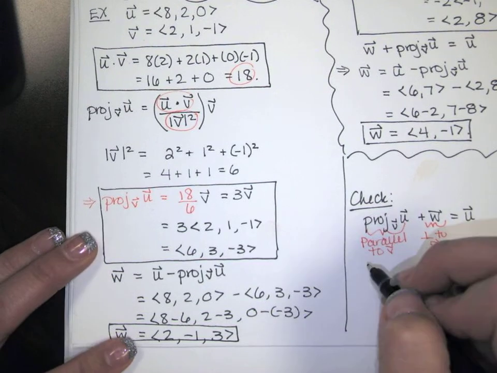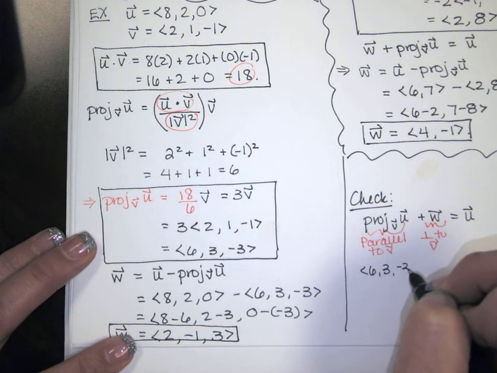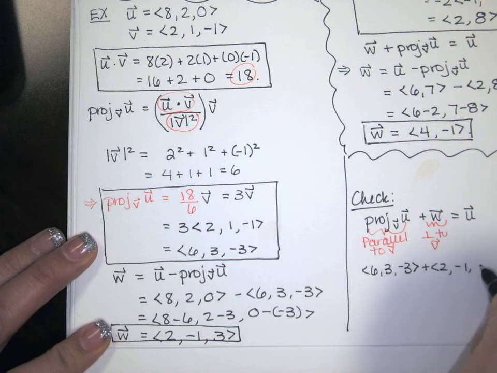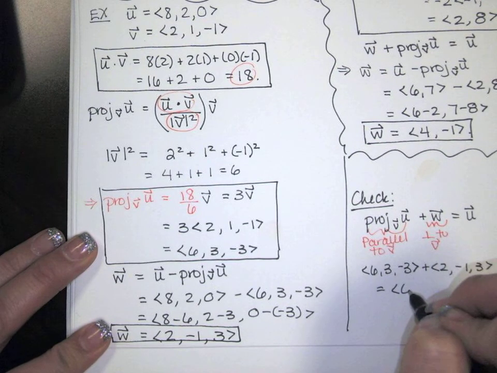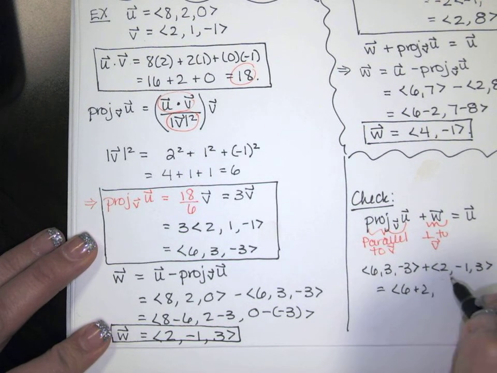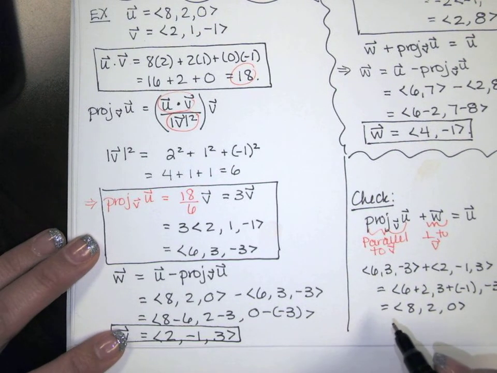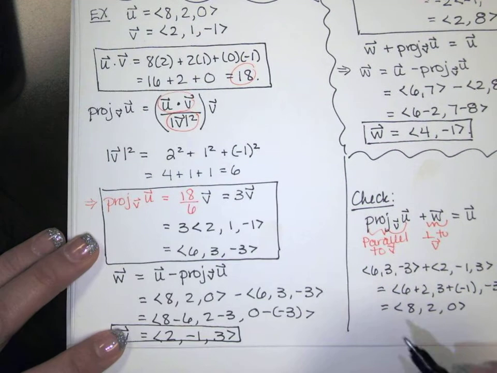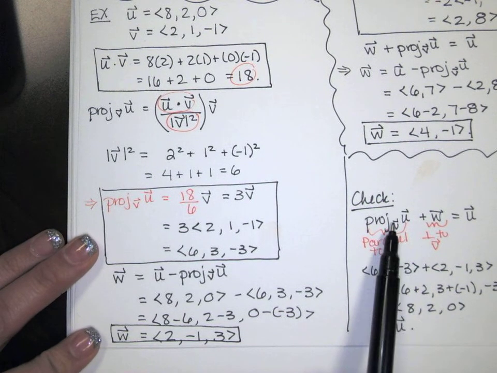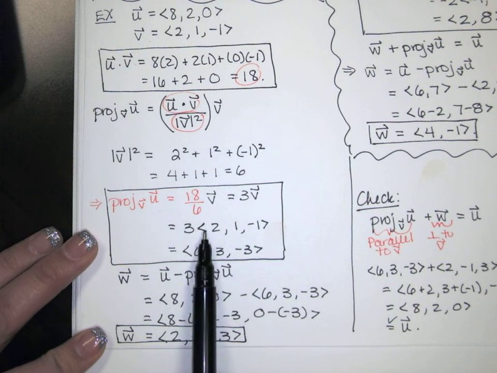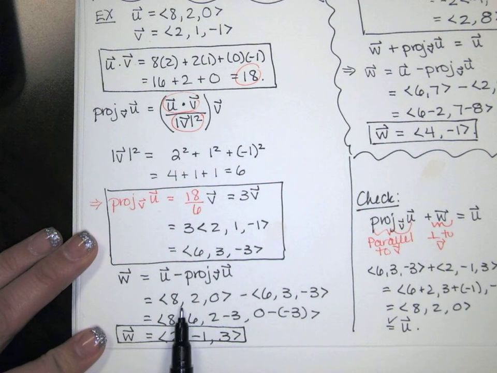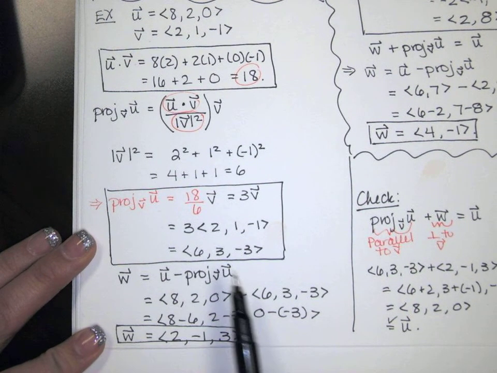Okay, so I've got 6, 3, negative 3. If I add that to 2, negative 1, 3, let's do that. You have 6 plus 2, and 3 plus negative 1, and negative 3 plus 3. If we simplify, we get 8, 2, 0. Is that U? Oh, it is. That's good. That's U. It checks out. So these are the parts of U, one that's parallel to V, which is 3 times V, and then there's the rest of U, that you add these two together and you get U back.